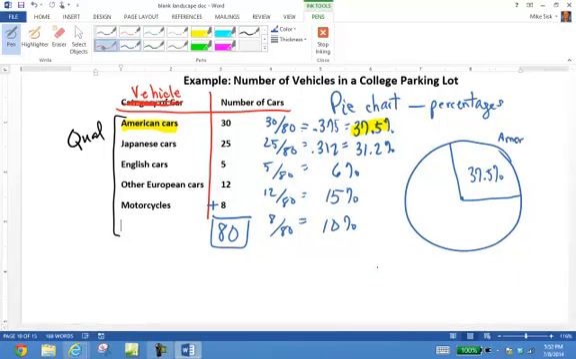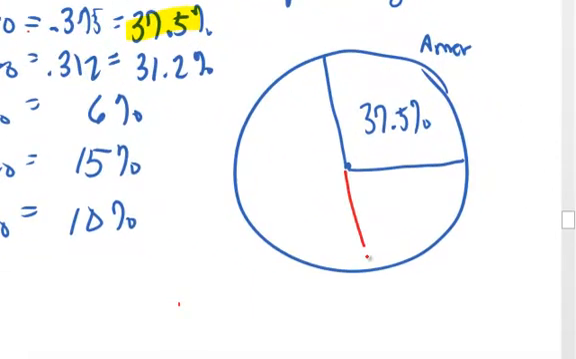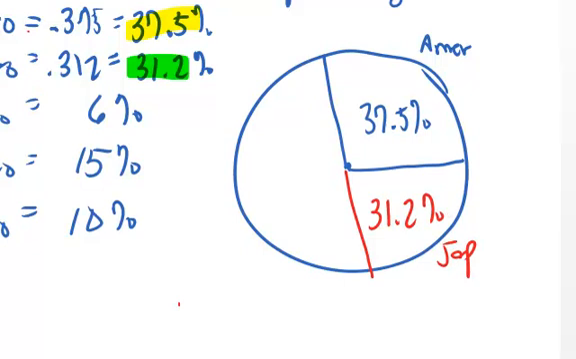Another third of the pie is roughly going to be a little less than a third. That looks probably more like a quarter, but you get the idea. 31.2 will be associated with the Japanese car. So 31.2% will be Japanese. And I'm going to go from small to large just to make my life easier. 15% is going to be for the other European cars. Another 10%. Again, this is not real accurate.